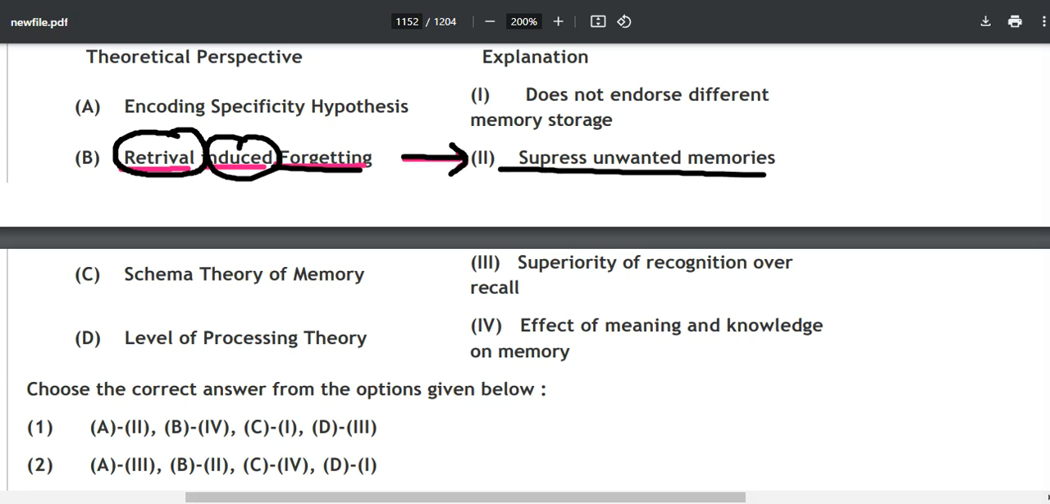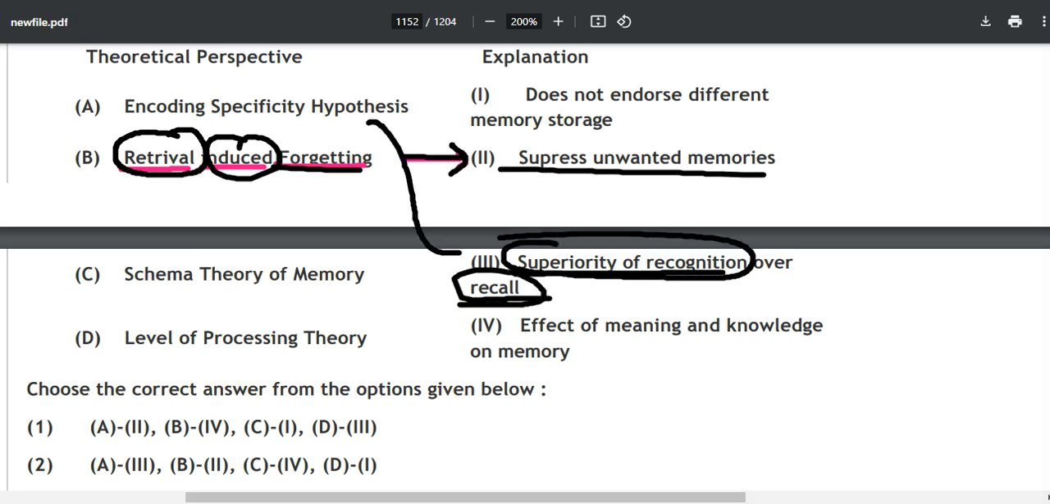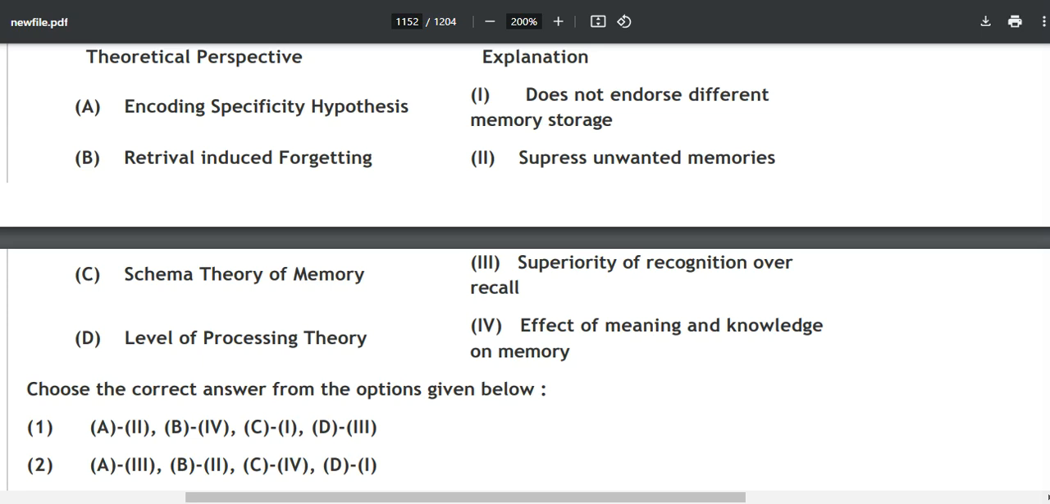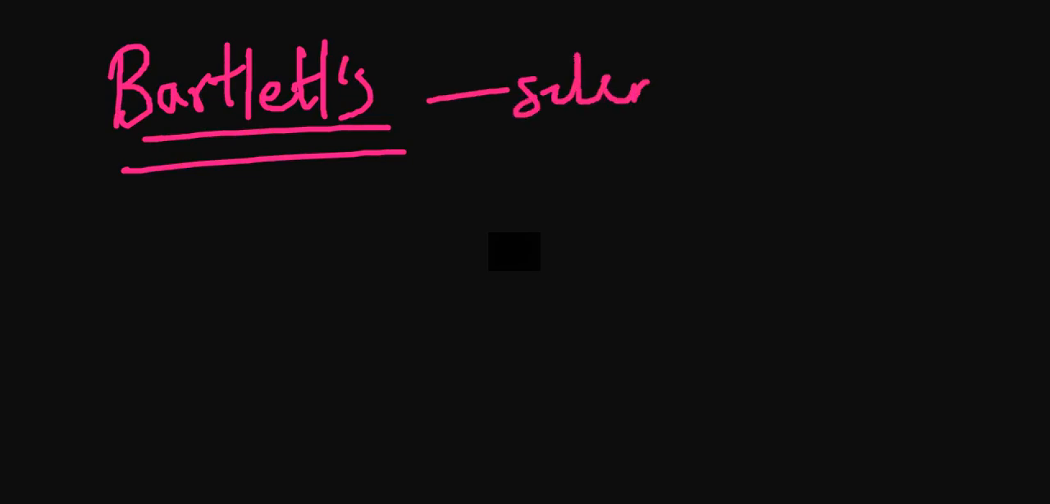Now, the encoding specificity hypothesis, what is it? It is the superiority of recognition over recall. So recognition is more than recall. Now, what is schema or schema theory of memory? It is the effect of meaning and knowledge on memory. And you would have heard this name, Bartlett. He talked about this schema theory.